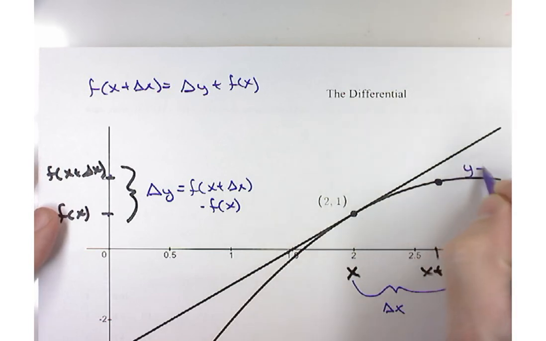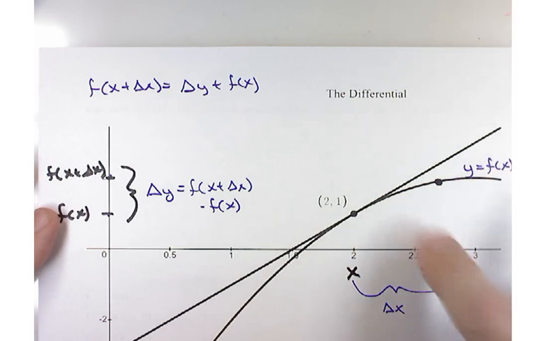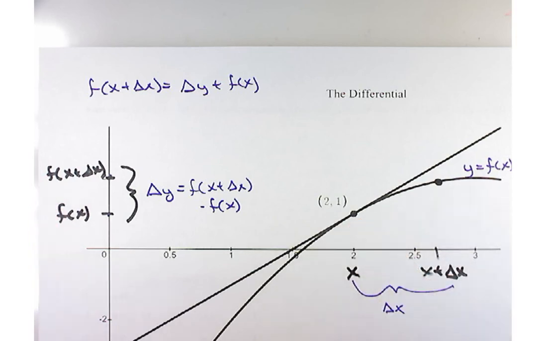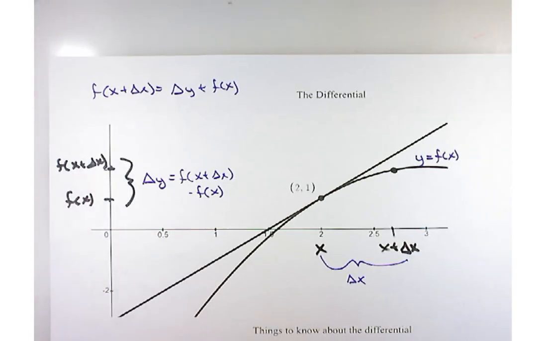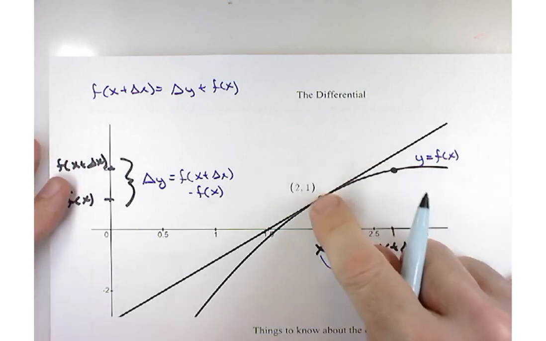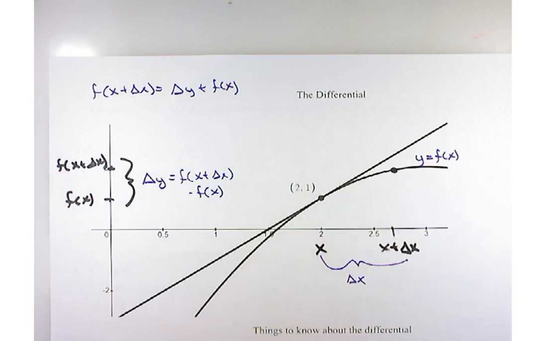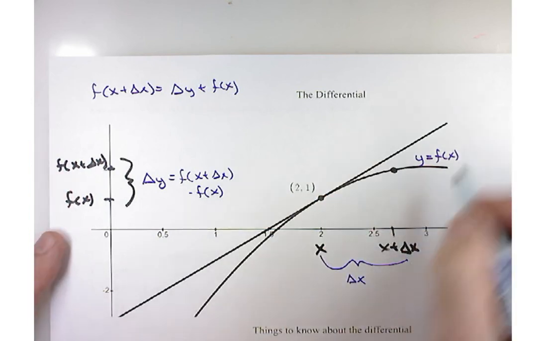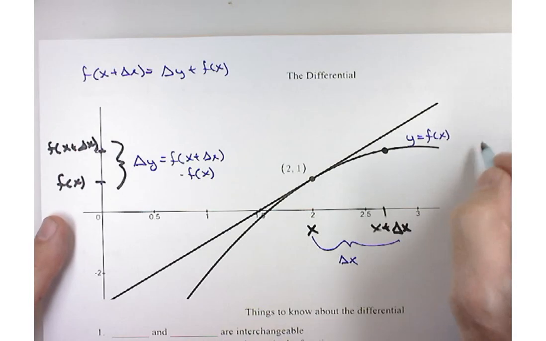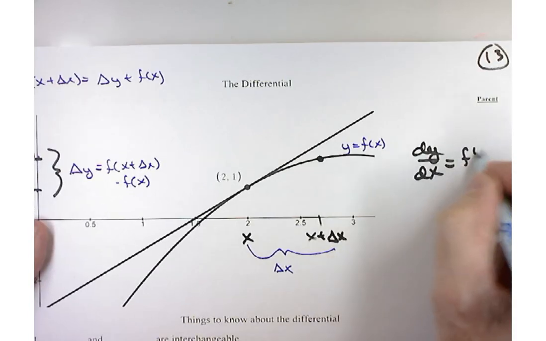Now if this is my function y equals f of x, then the tangent line is right here. How do we find the slope of the tangent line? The derivative, right? So the slope of the tangent lines can be measured by the derivative. So, okay. Now, let's see. If we have y equals f of x, then dy by dx equals f prime of x.